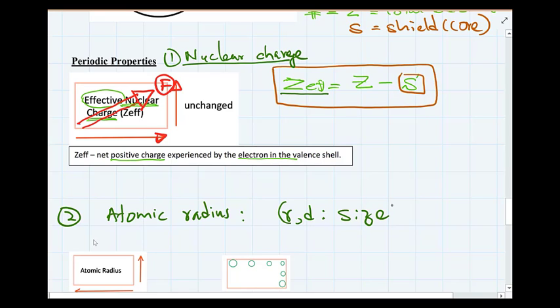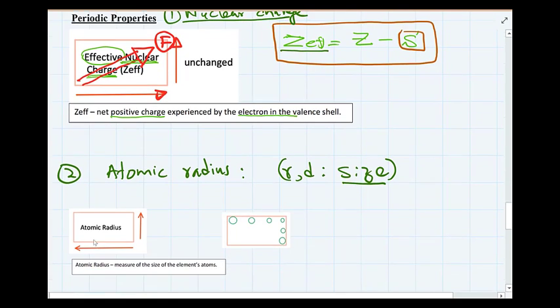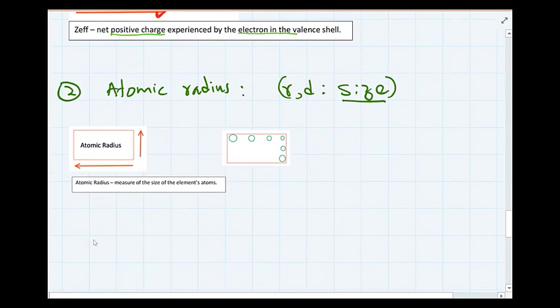Look at the 2 boxes. The 2 periodic tables that I'm putting in 2 boxes, right? The size will increase from right to left, and it will increase from top to bottom.